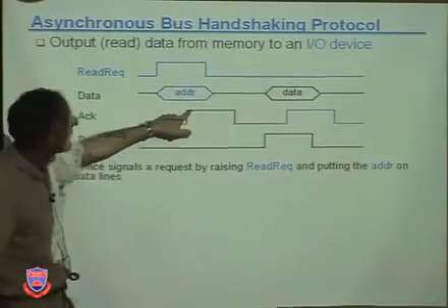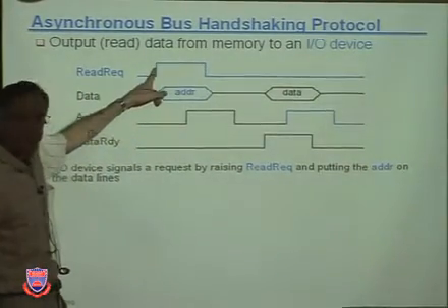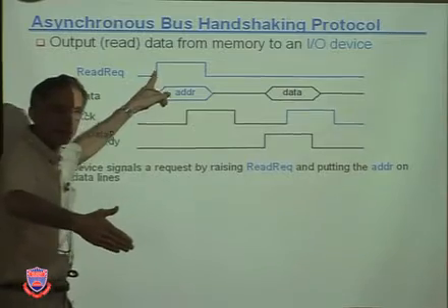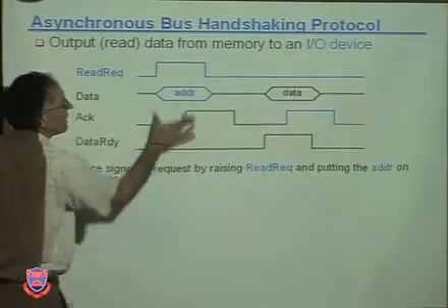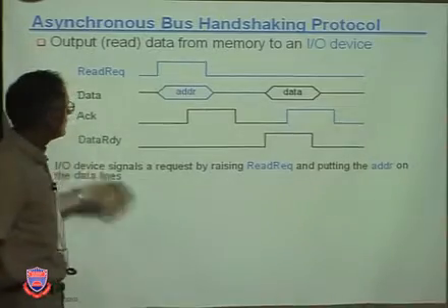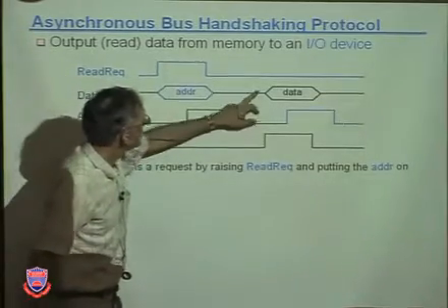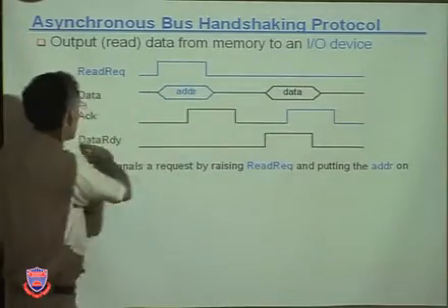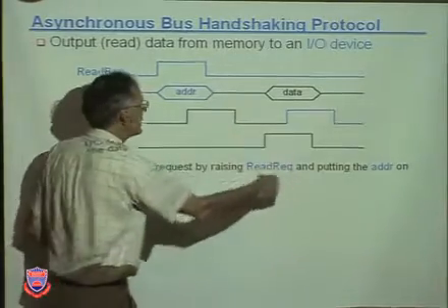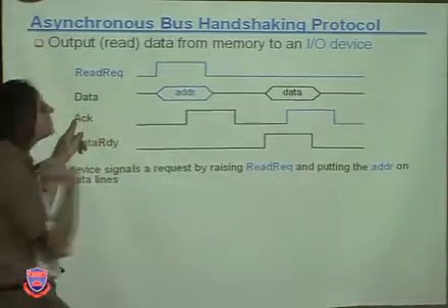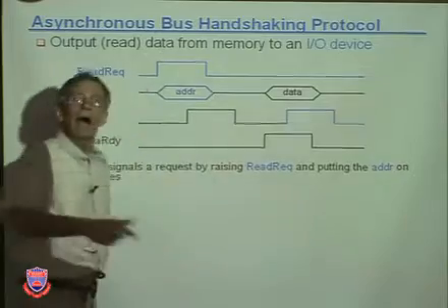But that's not all that memory says. Memory says, I acknowledge you requested to read. Hey, I saw it. Here's the read request. Okay, I'll let you read that address. I've got it. I got the address. Okay? And then a little bit later, when the data comes out, the memory says, here's the data, data ready. And now it's the I/O device's turn to say, I acknowledge.